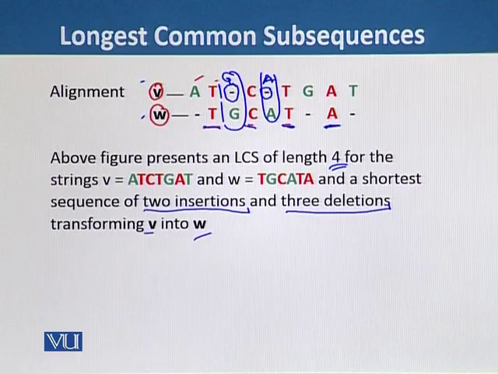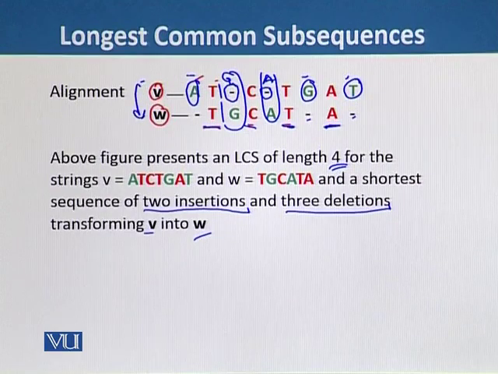We also need 3 deletions, meaning we need to delete G. If we delete G, a space will be created here and it will be aligned. Again, we need to delete T here, the space will be created here and it will be aligned. And the third deletion will be at A, a space here and it will be aligned. So for alignment and conversion of V into W, we need 2 insertions and 3 deletions.